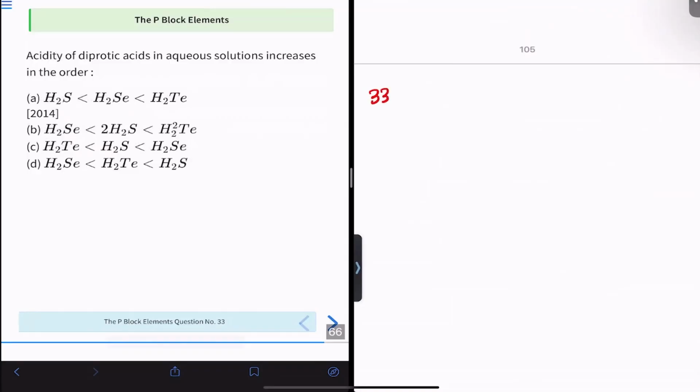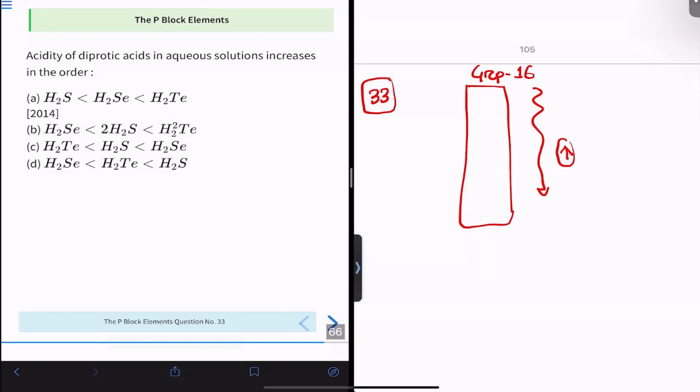So now coming to question number 33. Question 33 says acidity of diprotic acid in aqueous solution increases in the order of what? Again, in a group of the periodic table, they are talking about group 16. In a group of the periodic table, the acidity increases as we go down. So here they asked about the compounds of sulfur, then selenium, then tellurium. Which one will have higher acidity? Acidity increases down the order.